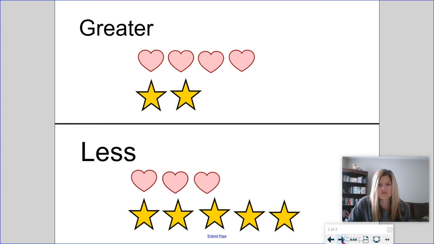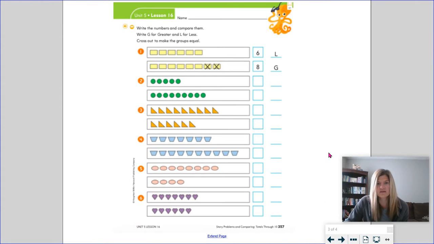All right, let's go on to our math sheet now. If you look at our math page right here, you're going to notice that we have an L in the example and we have a G. The L stands for less. The G stands for greater, because less starts with an L, and greater starts with a G. So remember that L is for less, G is for greater.